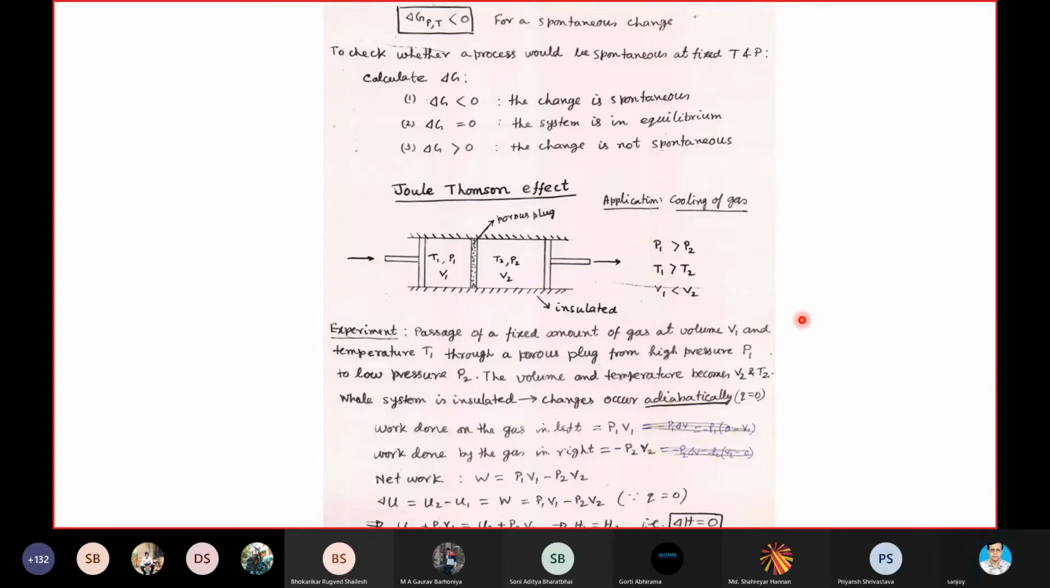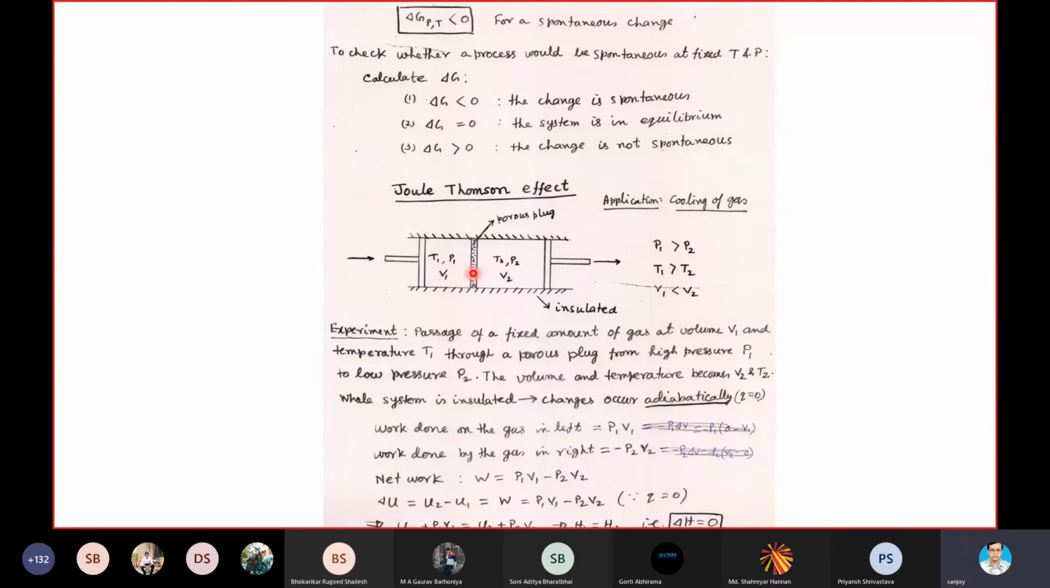Now, what is the Joule-Thomson effect? It is basically a simple experiment. You have a chamber, basically a cylinder fitted with a piston on two sides, and there is a kind of membrane or porous separation between the two, through which gas can pass from one side of the chamber to the other.